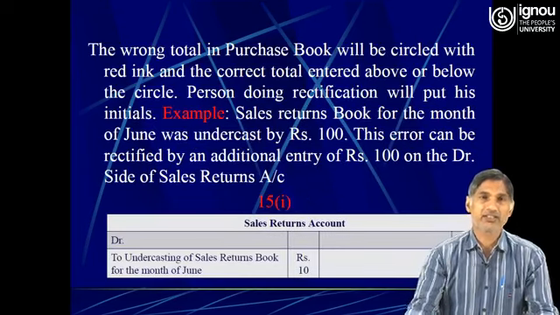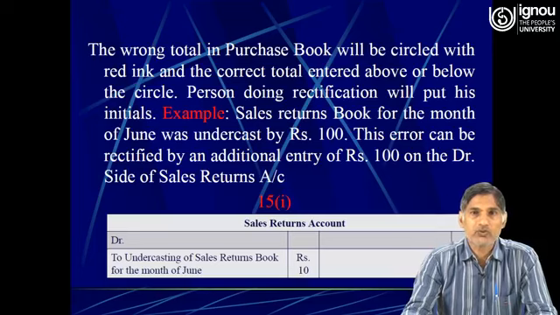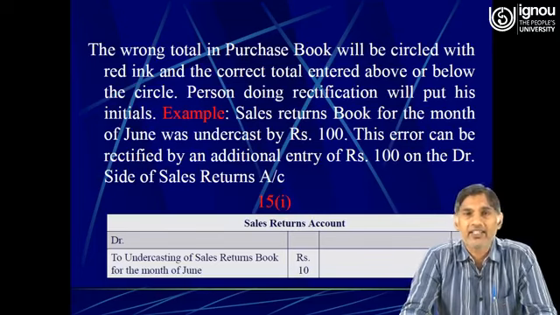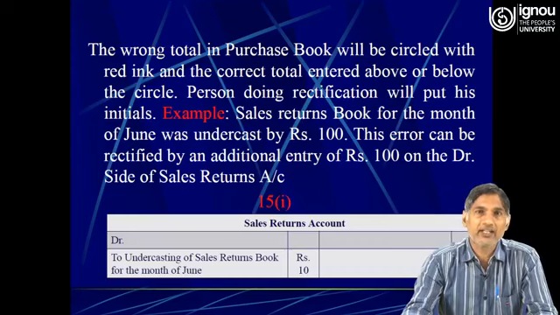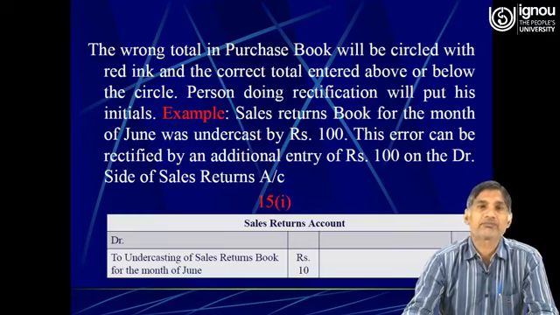The next one is: the wrong total in purchase book will be circled with the red ink and the correct total entered above or below the circle. The person doing the rectification will also put his initials.